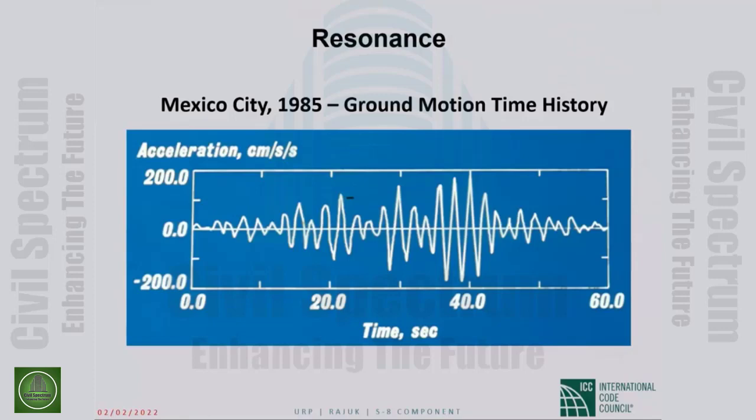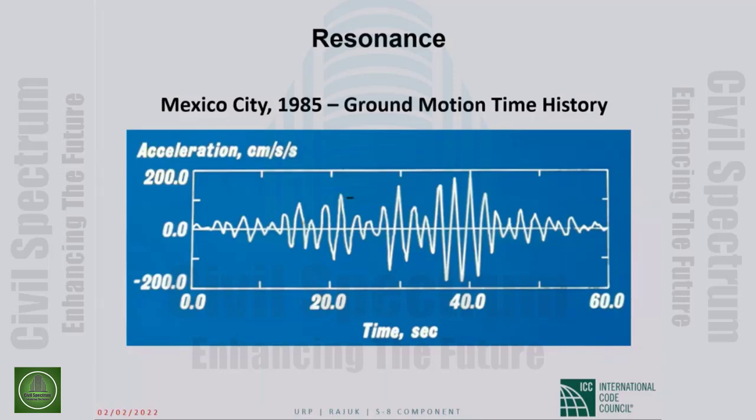Next, you see the record of ground accelerations from one downtown Mexico City location after the 1985 earthquake, the big earthquake there. I had told you previously that one thing you can say about earthquake ground motion is that it is erratic. This ground motion record does not show erratic ground motion. This has a very regular pattern to it. There's a very regular period, almost 2 seconds.